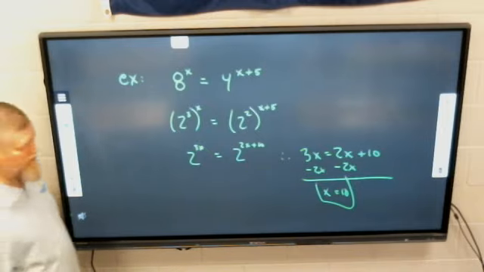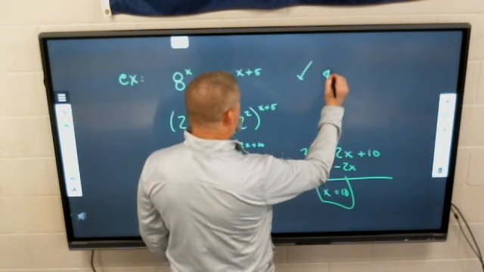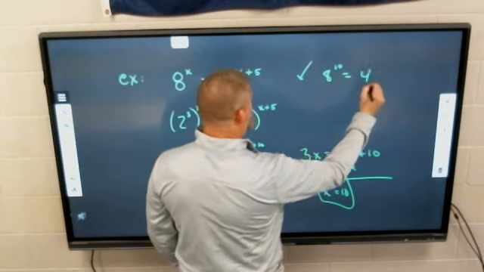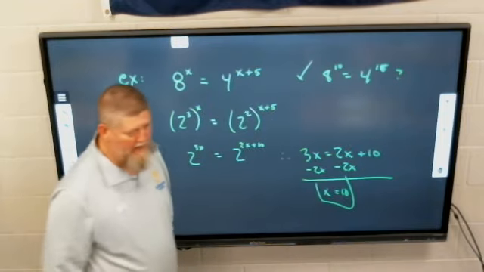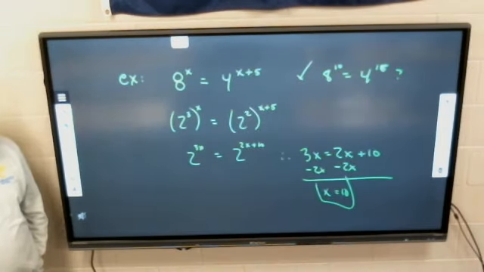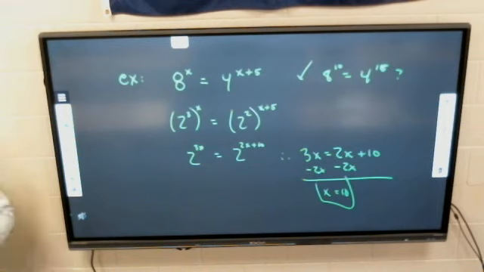And you can always go back with your calculator and check that if you want to. You simply do 8 to the 10th power equals 4 to the 15th power. I wouldn't do that without a calculator personally. Just me. But you can see if they check. Okay, type 1.